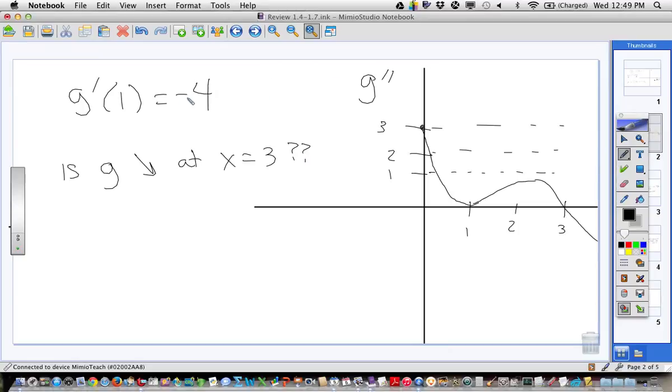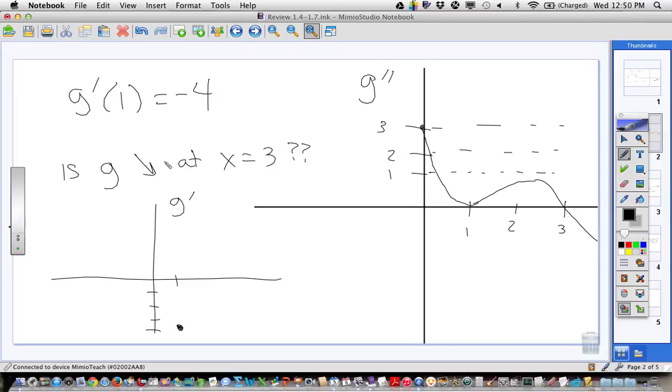Now the first thing I would do is I would draw myself a G prime graph. As soon as they give me a point on a G prime graph, I'm going to plot it. So I'm going to go in here and I'm going to plot this point. I may not end up needing it, but it's a good chance I do. So I'm going to do that first. So G prime of 1 is negative 4. I'm going to plot that.